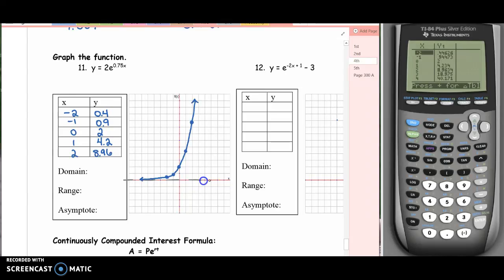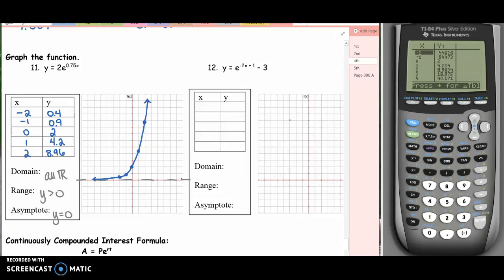This is still an exponential growth graph, so there's still an asymptote. Because this graph was not moved up or down at all, your asymptote is y equals 0. Is our graph above the asymptote or below the asymptote? Above, so the range is y is greater than 0. And the domain, that's the easy part, all real numbers.